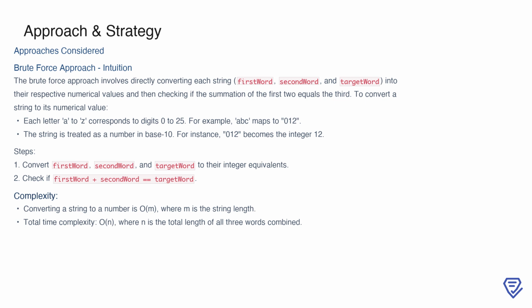The conversion process involves iterating through each character of the string, so the time complexity to convert a single string is O(m), where m is the string length. Since we perform this conversion for all three strings, the total time complexity becomes O(n), where n is the combined length of all three strings. This approach is efficient in terms of time complexity for this problem.